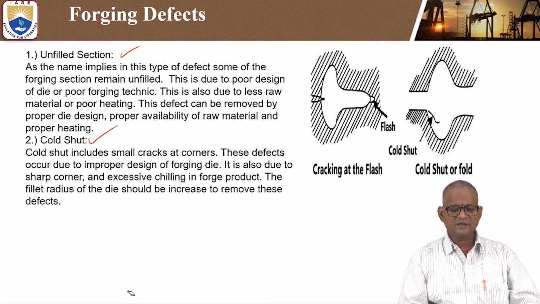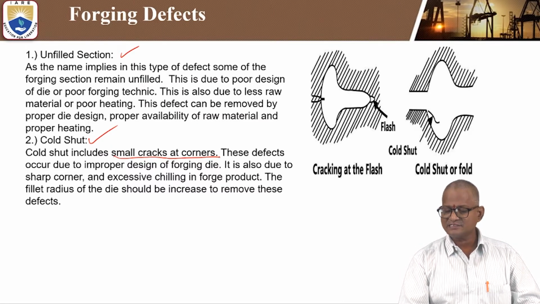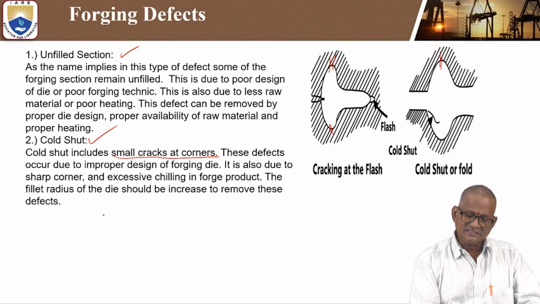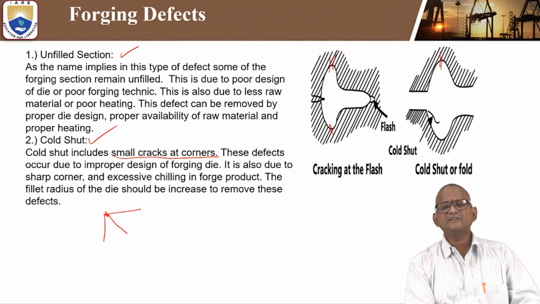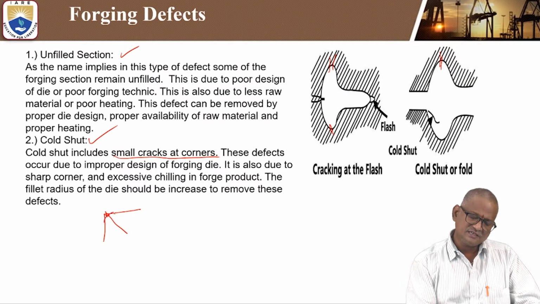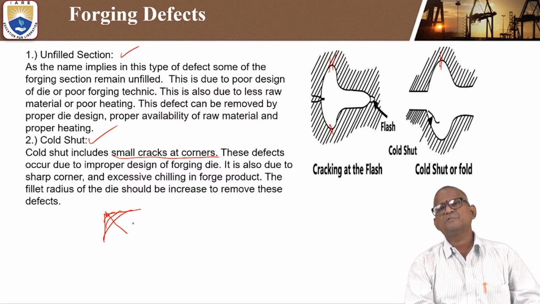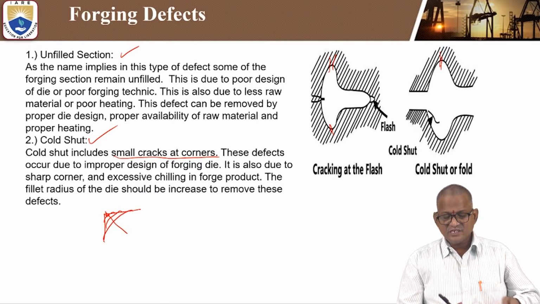Look at the important information regarding cold shut. Cold shut includes small cracks at the corners. From the diagram you can see some cracks here, and these cracks may occur at the corner shapes. To eliminate those corners, you can increase the fillet radius. If two surfaces are perpendicular to each other, the radius is 0. If the radius is increased, an arc is produced, so that there is no problem on the surface of the end product.